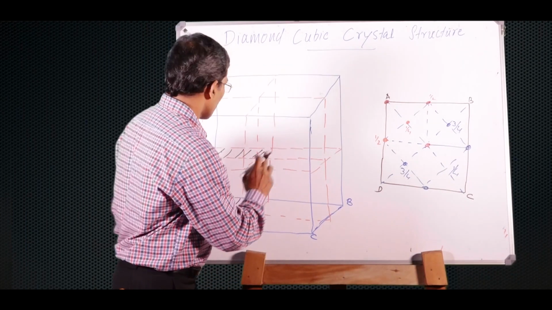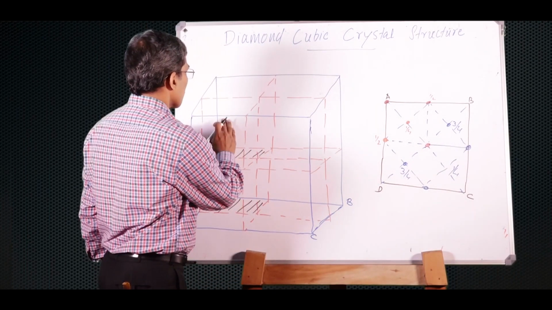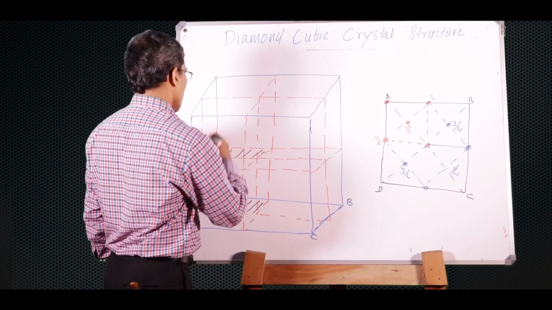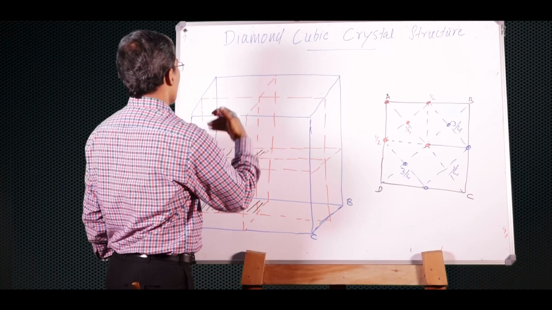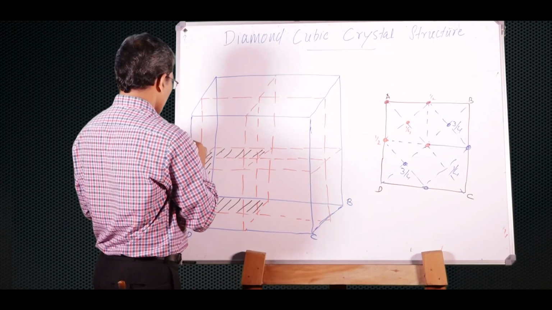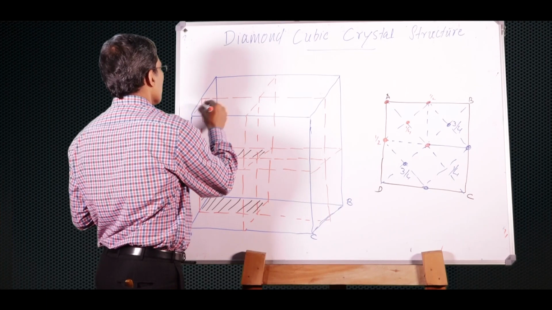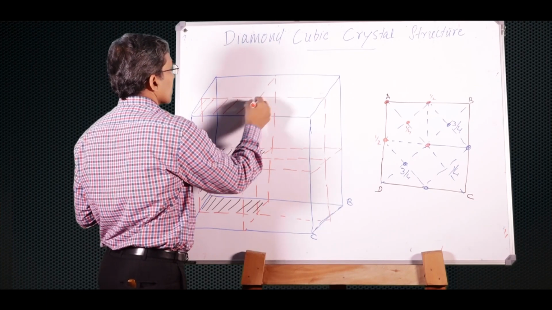The second one is at 3/4. So from here, the next one when we go, we will again have a cube. This one is behind, so this one will be in front. So here we will have a cube. I'll just mark it in red. So this will have a regular tetrahedron.